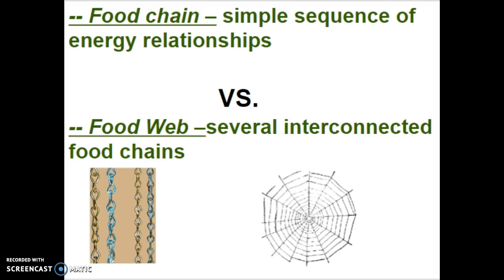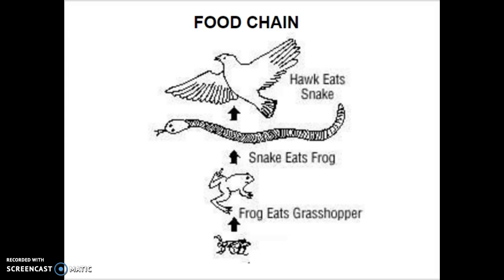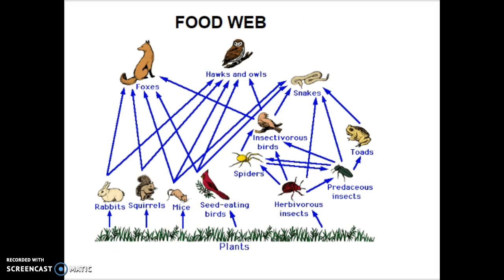Ecologists can study both. They may study a food chain if there's a particular relationship between an organism and another that they're looking at, or they can study the whole food web to see how relationships interconnect. So a food chain, again, is a very simple sequence. So we have the grasshopper, the frog eats the grasshopper, snake eats the frog, hawk eats the snake. It's very leveled from down all the way up.